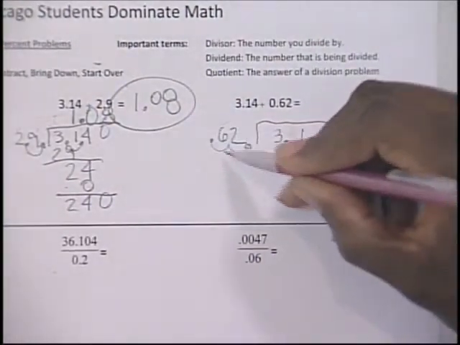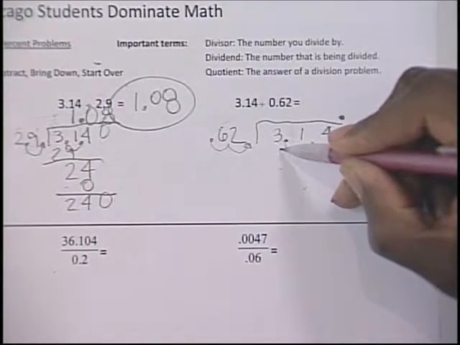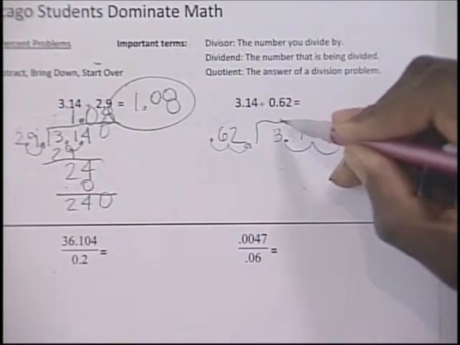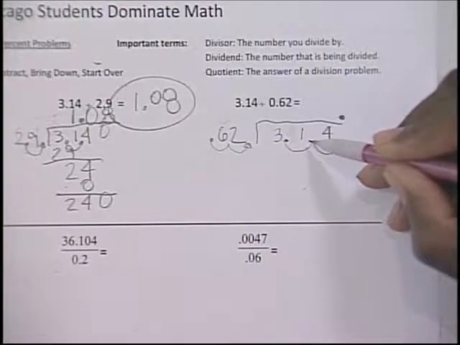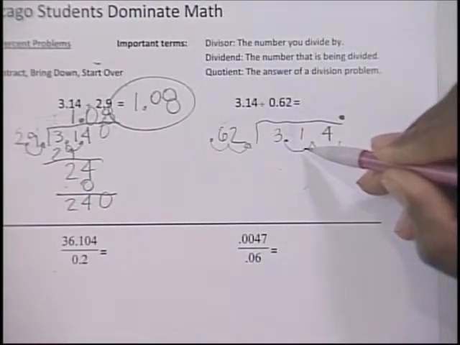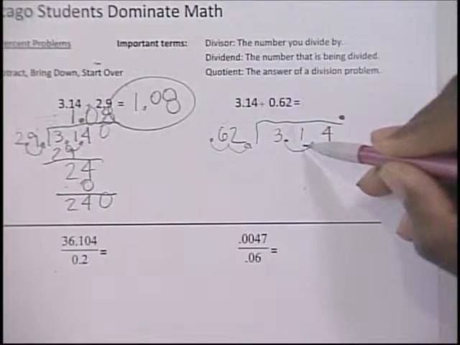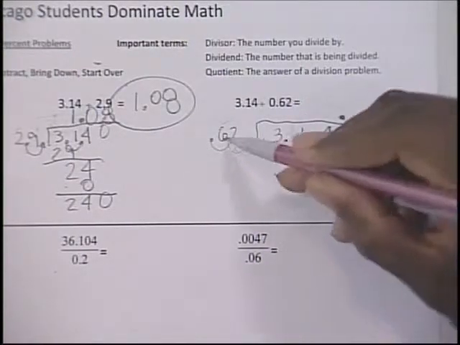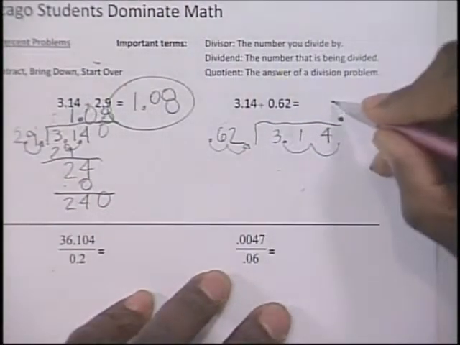So how many times does 62 go into 3? I want you to be able to see that 62 cannot go into 3. Therefore, I am not going to put anything over the 3. Then you ask yourself, how many times does 62 go into 31? I want you to be able to see that 62 is too big to go into 31. So don't put anything over the 1. How many times does 62 go into 314? I think that goes in 5 times.